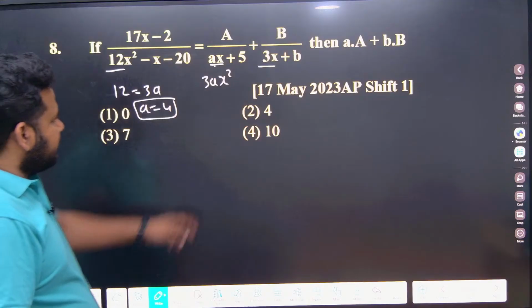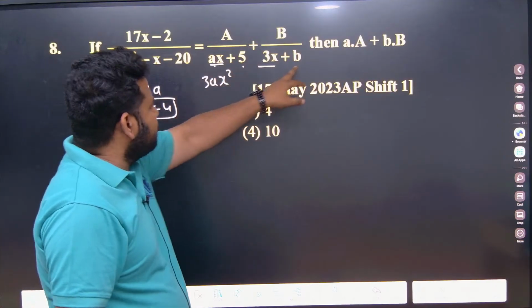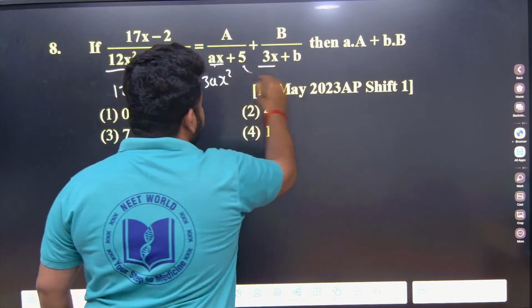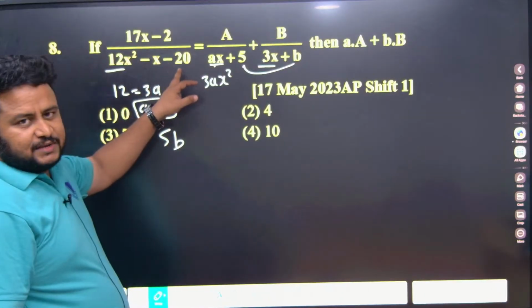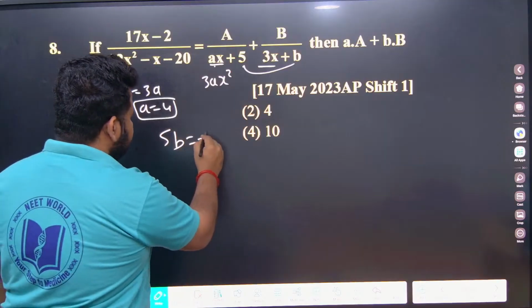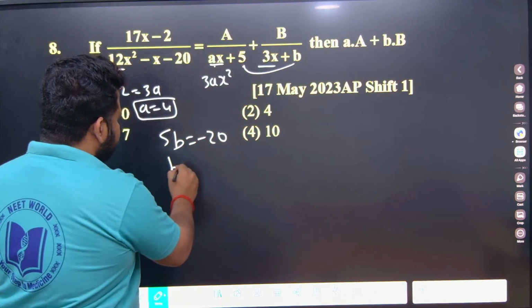Now, see here I am having this constant 5 into b. 5 into b is 5b. What about the constant term here? Constant term is minus 20. So, minus 20. So, b will be equal to what? Minus 4.